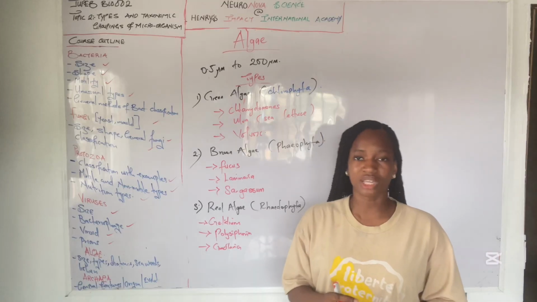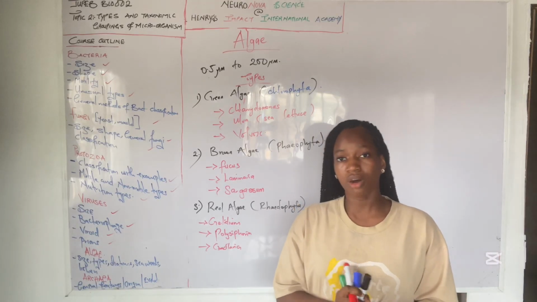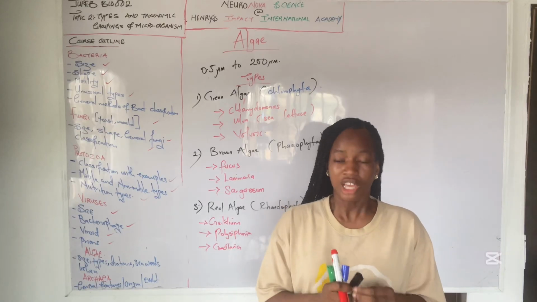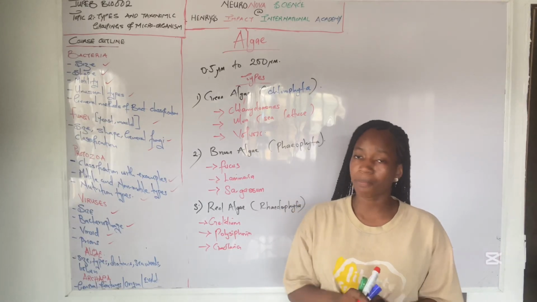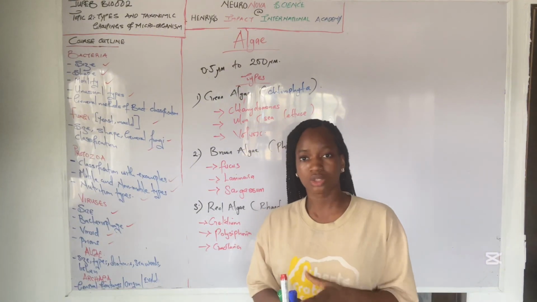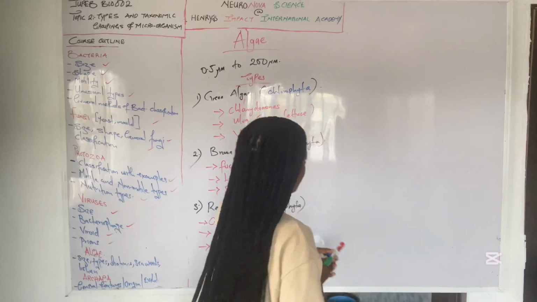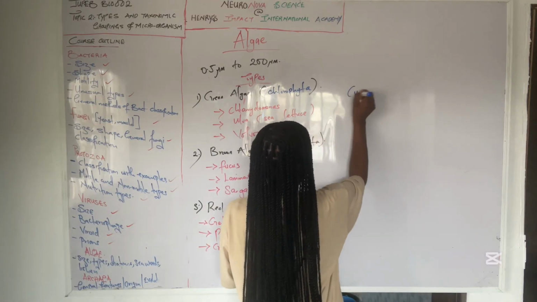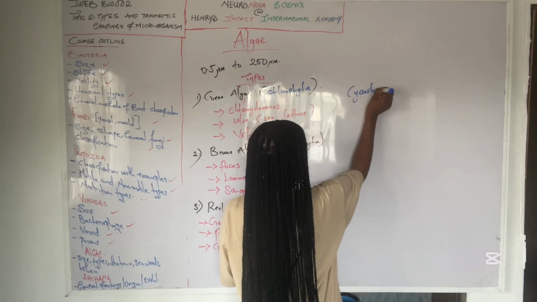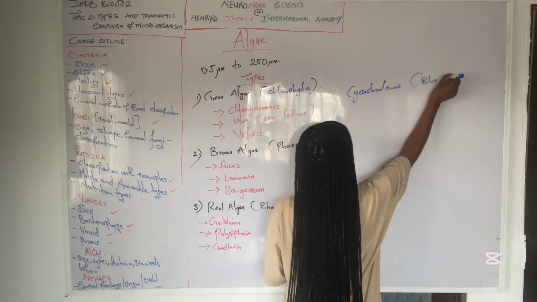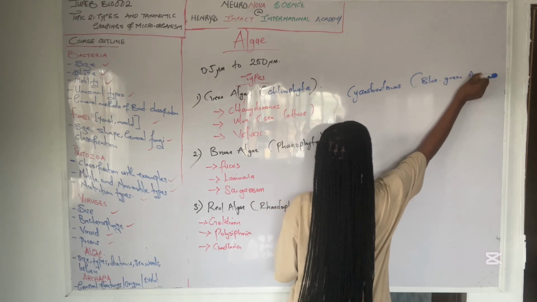Also, you need to take note of this other algae. They call them the blue-green algae, which are your cyanobacteria. The most common examples you come across whenever they are talking about blue-green algae are Oscillatoria, Nostoc, and Anabaena. Like I said, cyanobacteria are referred to as your blue-green algae.